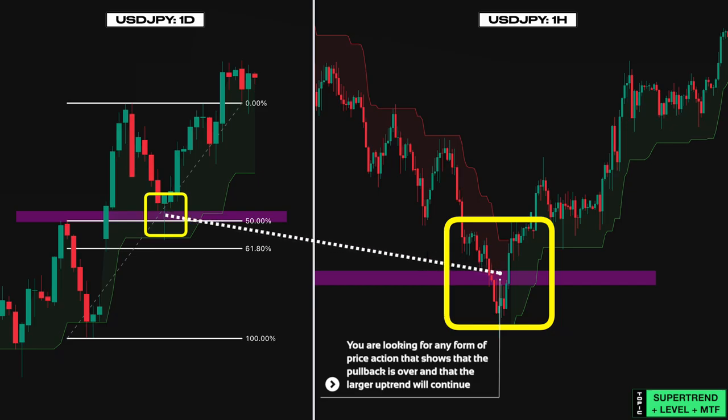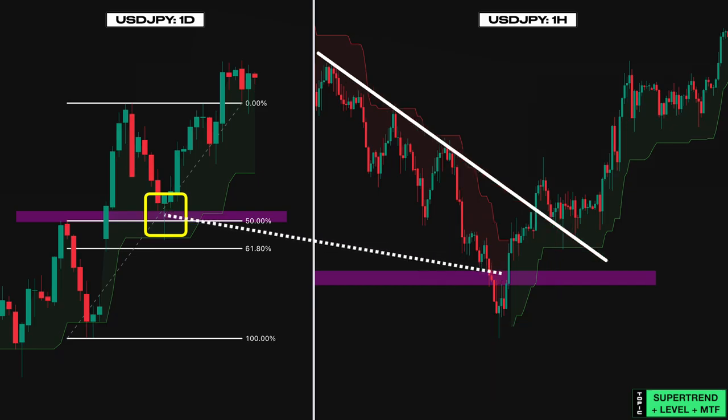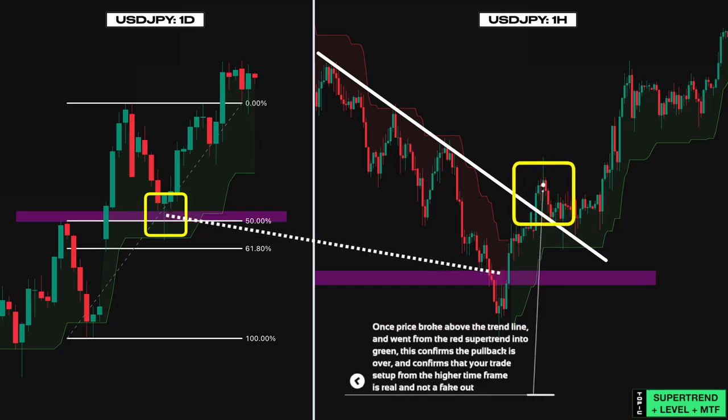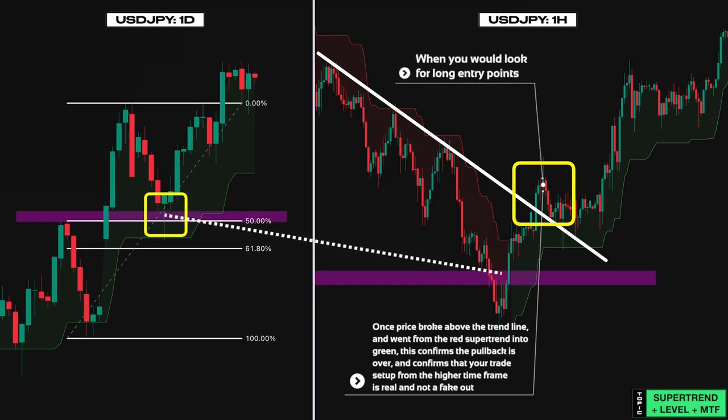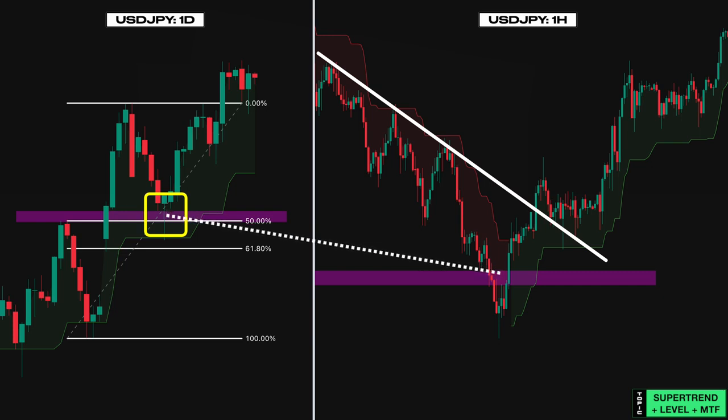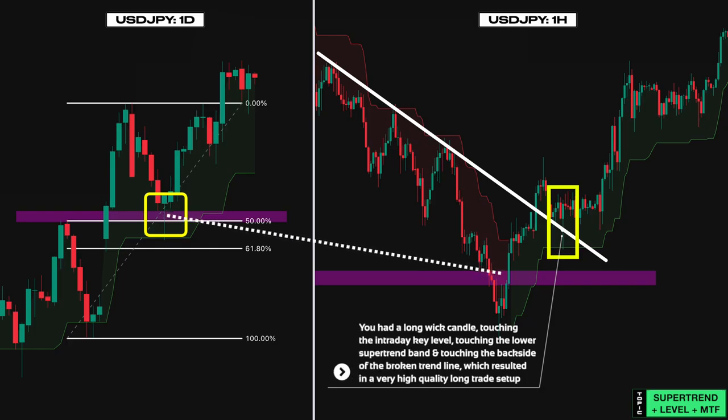On this lower time frame, you were able to place a trend line like this. And once price broke above the trend line and went from the red bearish super trend and into the green bullish super trend, this confirms the pullback is over and confirms that your trade setup from the higher time frame is real and not a fake out, and is then when you would look for long entry points. There were multiple long entry points, but this one here was picture perfect, where you had a long wick candle touching the intraday key level, touching the lower super trend band, and touching the backside of the broken trend line, which resulted in a high quality long trade setup.